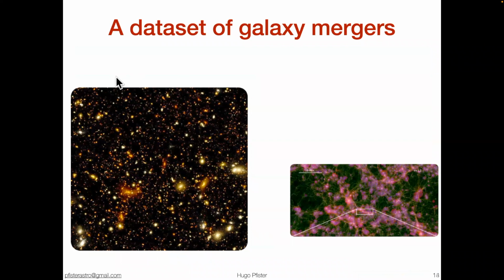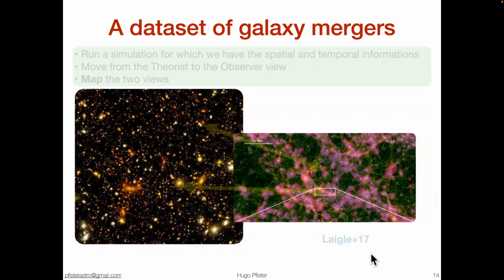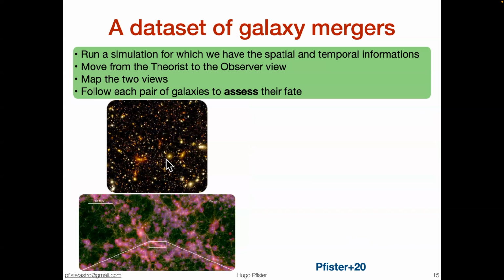Then you want to map the two views between the observer perspective and the series perspective. So say you have a galaxy in the sky of the observer. It corresponds to this galaxy in the series view. You have this galaxy in the observer view. It corresponds to this galaxy in the series view. So this had been done by Clotilde Laigle in 2017. And finally, this is where I came in.